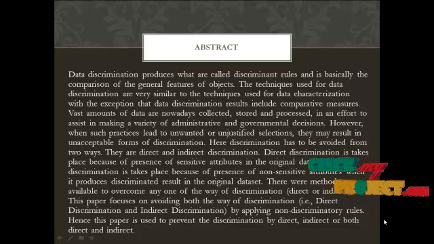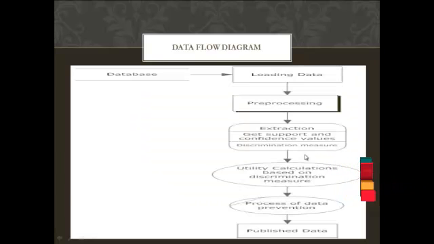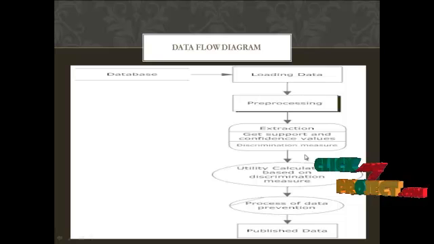In the existing method, there is a methodology only for direct or only for indirect discrimination prevention. In the proposed system, the methodology is developed for providing prevention for both direct and indirect discrimination. Now going to explain the data flow diagram.